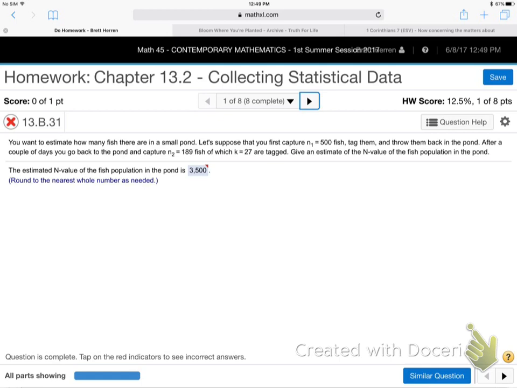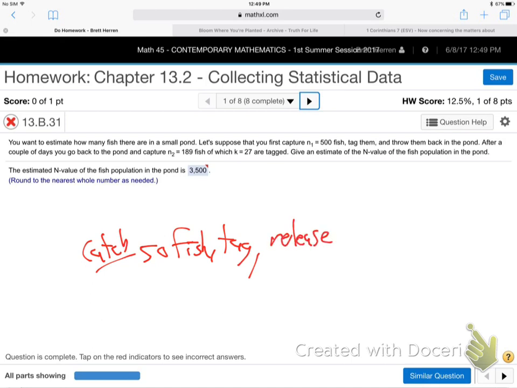Before we do the particulars of this problem, let me just make up an example. I want to reach you on the make sense level. What if you went out with them and you caught 50 fish? You tag them, put a little tag on them, and then you release them to go back and swim around and do their fishy thing for a couple of days. You go back in a couple of days after they're all mixed around.